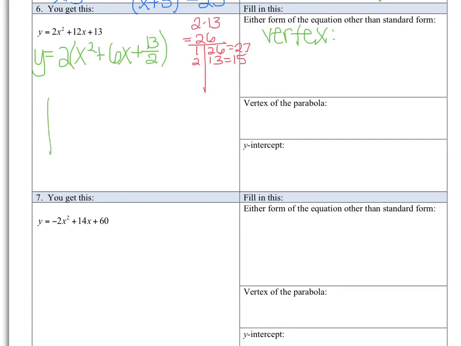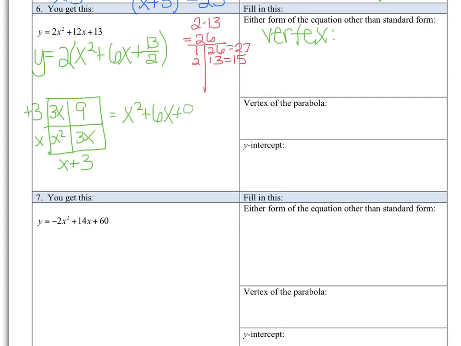All right, I'm going to make my box. I have my x squared. I have 6 x's, which I need to distribute evenly, so I have 3x and 3x. And that's going to give me sides of x plus 3 and x plus 3. 3 times 3 is 9, so 9 goes in the box. So what we have is x squared plus 6x plus 9.